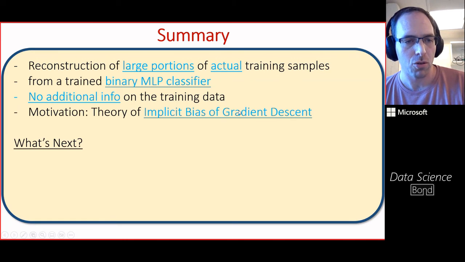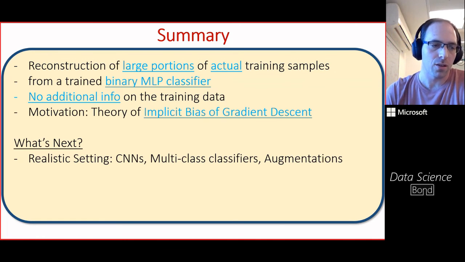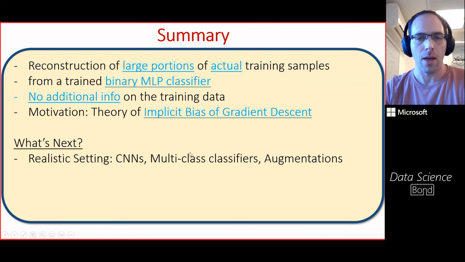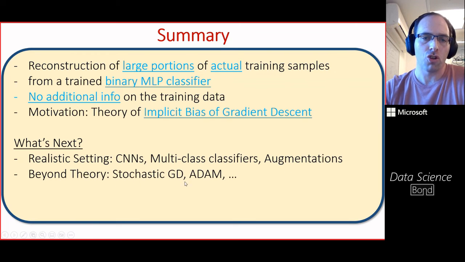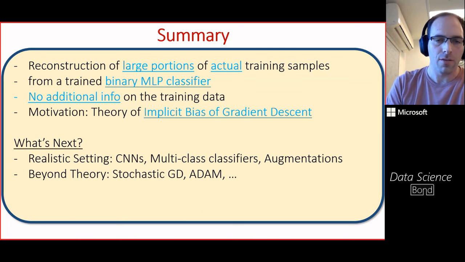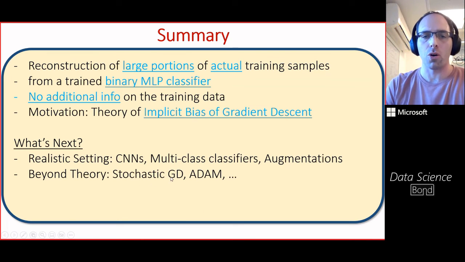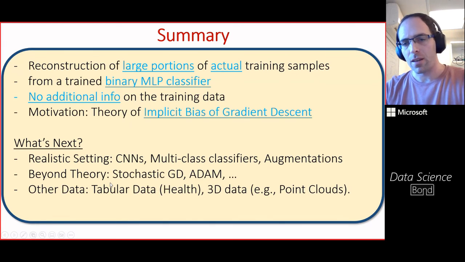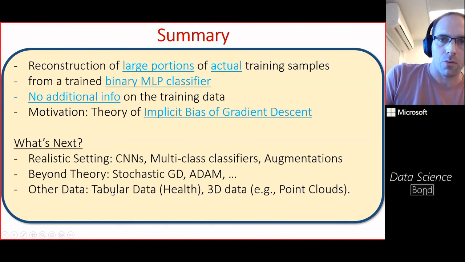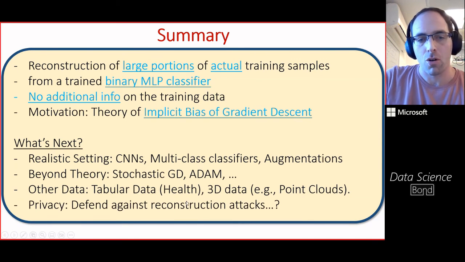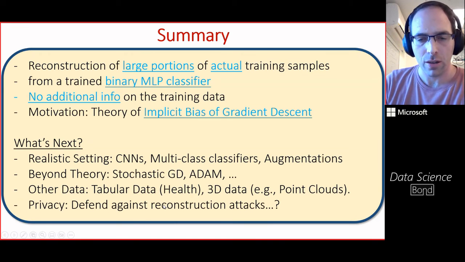Now, there are a lot of things to do for the future. Of course, the most interesting thing is to see how well you can take this to realistic settings like convolutional networks, multi-class, augmentations. You can check if you can do it beyond the theory. There are a lot of assumptions in the theoretical version. It must be gradient descent, but would it work with stochastic gradient descent? Would it work with Adam? We already have some preliminary results on this aspect. Interesting things would be to see if you can reconstruct from other types of data like health data or point clouds, etc., or if you can defend against reconstruction attacks.